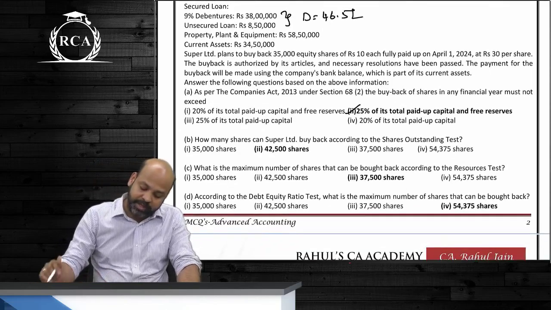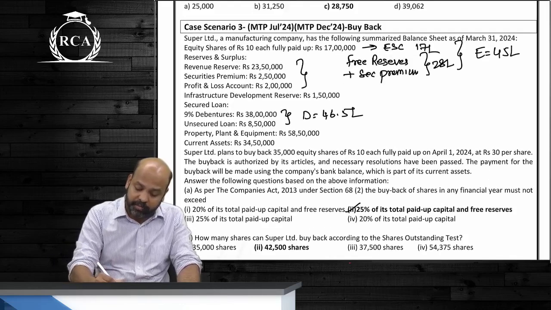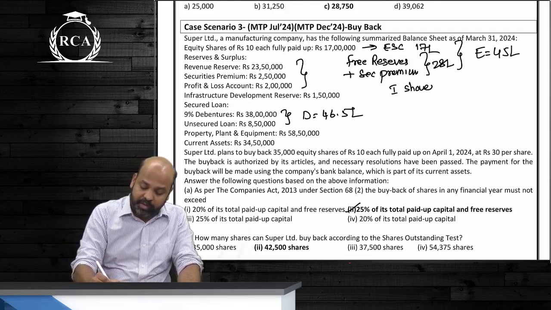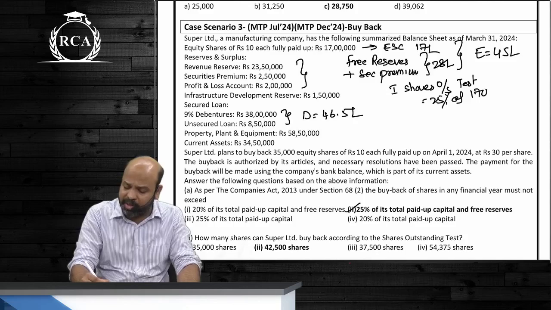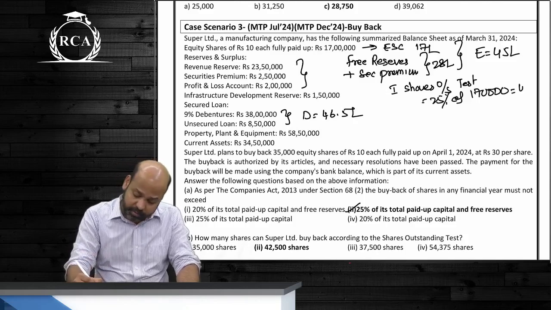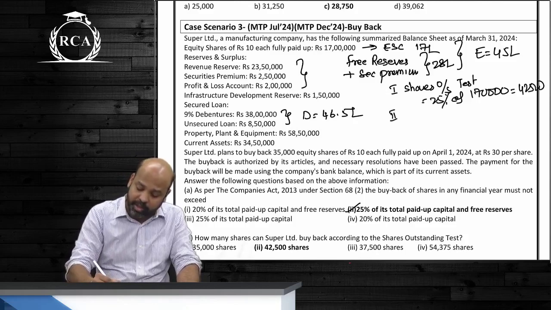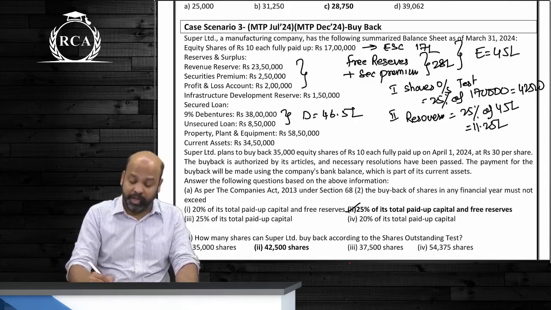Maximum number of shares that can be bought back using the resources test. In resources, beta, first, as per the shares outstanding test you can buy back 25% of 1 lakh. You don't need to write that, you will know the answer, guys, anyway it is marked. How much will it be? 42,500. Second, you can write, beta, how much resources should remain: it should be 25% of 45 lakhs, that is 11,25,000. This you will divide by your buyback price.